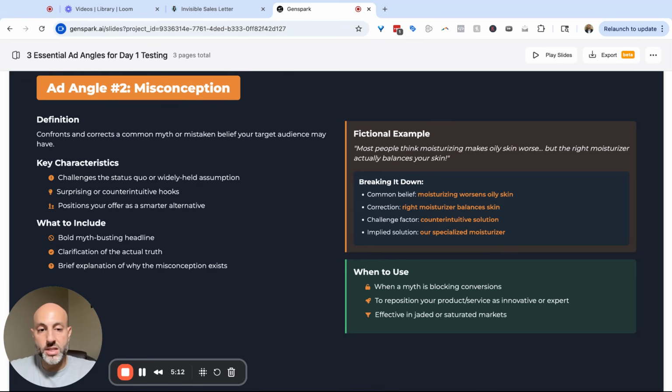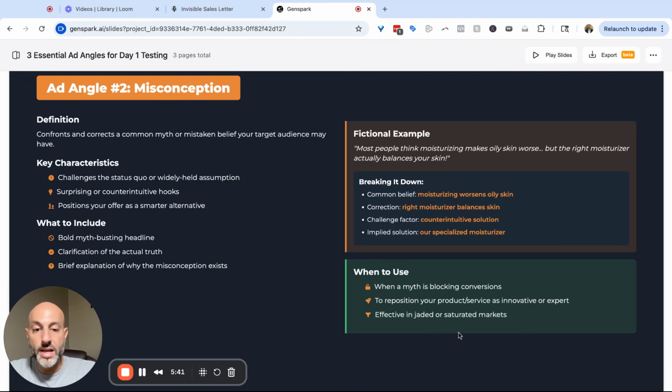Or in the golf case, it would be something that allows you to not have to go out on the driving range because it allows you to warm up in another way. You want to use this when a myth is blocking conversions, or when you can give people a misconception that's really going to capture attention because they're used to hearing it one way and now you're going to tell them it's another. This repositions your product or service as innovative, or you as the expert, because you are zigging when everybody else is zagging.